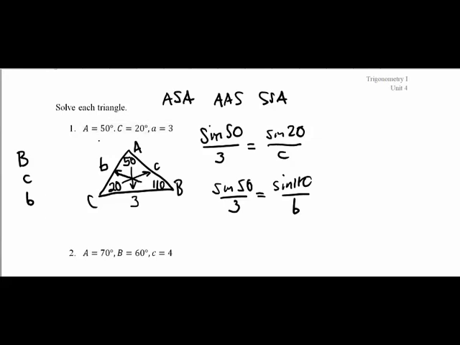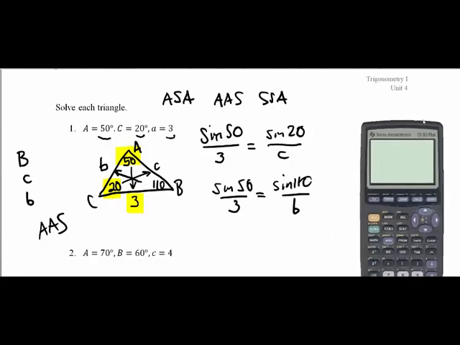This problem gave us, and I'll highlight this here, this A, this C, and this A. So this triangle at the very beginning was angle, angle, side. So this is an angle, angle, side triangle. Now let's use our technology to find the missing answers.